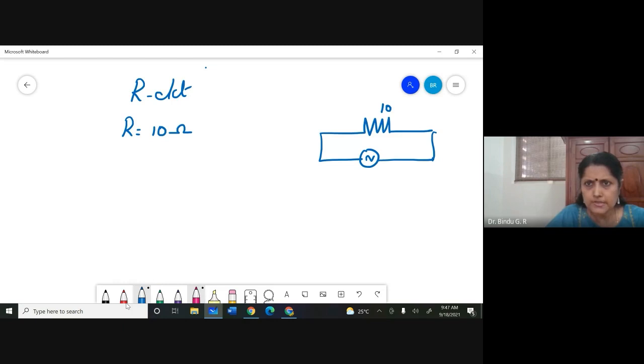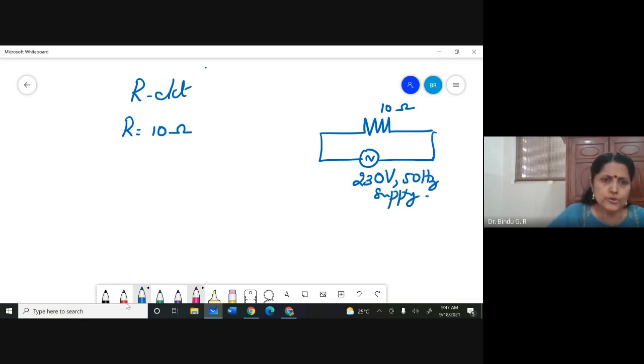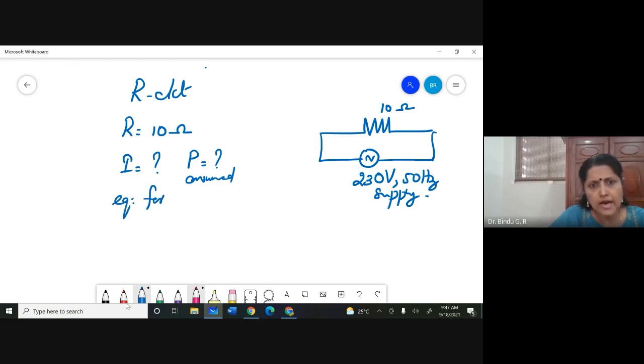So 10 ohm is connected across a 230 volt 50 hertz supply. You are asked to find out the current, power consumed, and equation for I and V. This is the question.